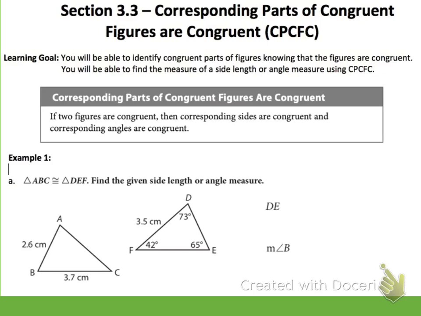And so in this lesson, we are going to look at what's called the corresponding parts of congruent figures theorem, and we're going to be applying that. Hopefully by the end, we'll be able to identify congruent parts of figures, knowing that the figures are congruent, and we will be able to find the measure of a side length or an angle measure using the CPCFC. Sometimes you'll hear it said, and I might say it, CPCTC, which is corresponding parts of congruent triangles are congruent, but since they may not be triangles, the F stands for figures. So you can really use it for any kind of figures that are congruent.